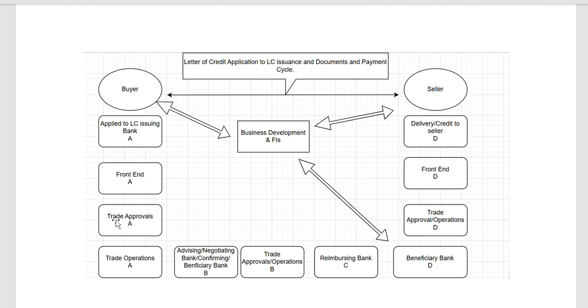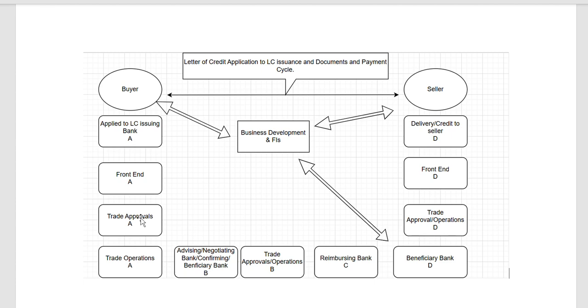So some LC facility needs to be available, so that the trade approval team can block that limit, including the charges and whatever, like 10% or 15% more than the 100% coverage. Or if there is no facility, then basically the buyer needs to have some kind of lien.